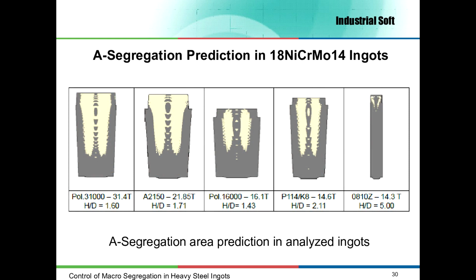In this slide is the segregation prediction. The last 3 ingots have practically the same weight, and as we can observe, the segregation area size is lower if the H/D ratio of the ingot is high. As reported in some technical papers, to avoid axial porosity and pipes we have to choose an ingot with low H/D, but if we would like to have a homogeneous material without segregation we have to choose an ingot with high H/D ratio.